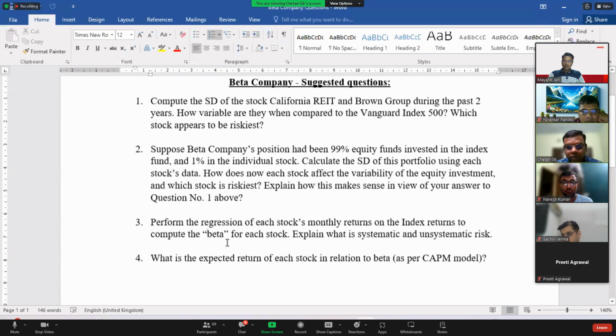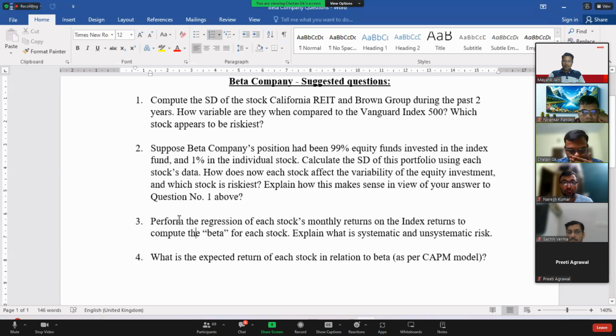If you don't have any doubts now. Perform the regression of each stock's monthly return on index return to compute the beta for each stock. Explain what is systematic and unsystematic risk. We have computed the standard deviation, which is one way of looking at the measure of risk. There is also the beta of the stock, which you must have heard many times, but you may not know how to compute it. Now we will learn how to compute as well as how to interpret it. Please concentrate.